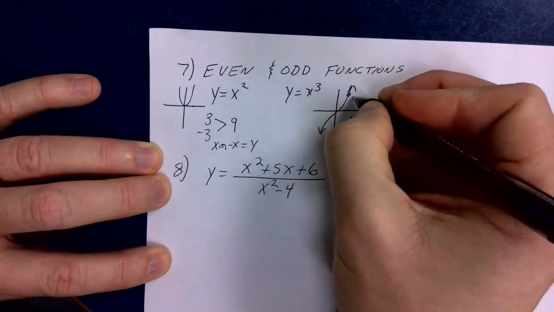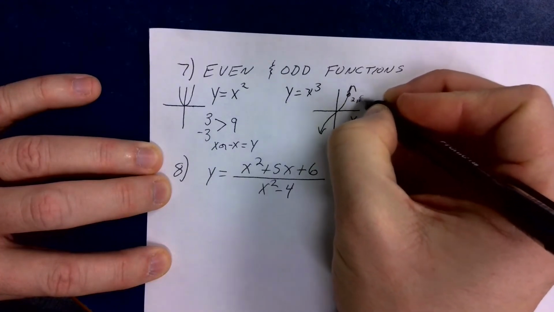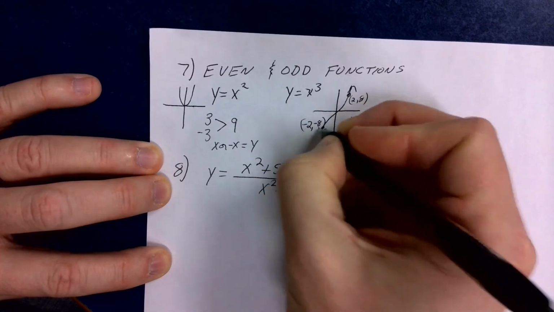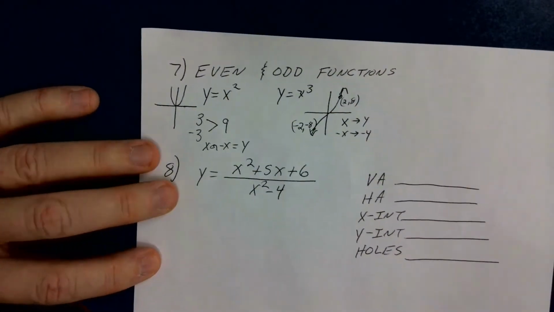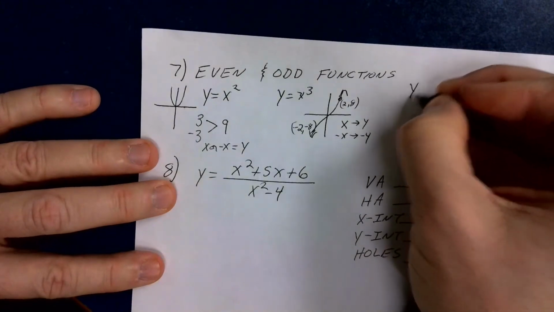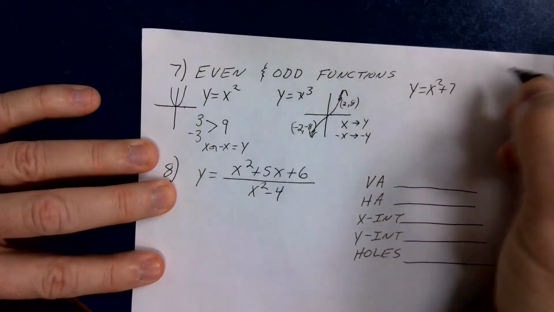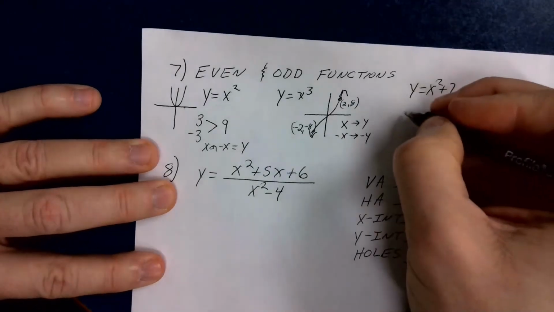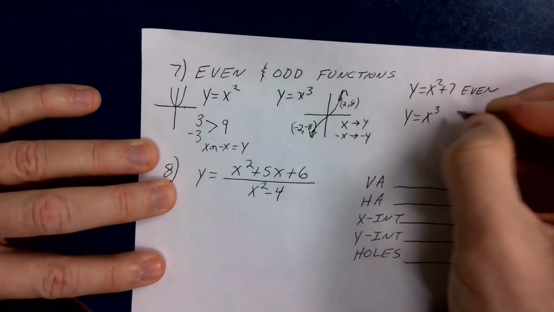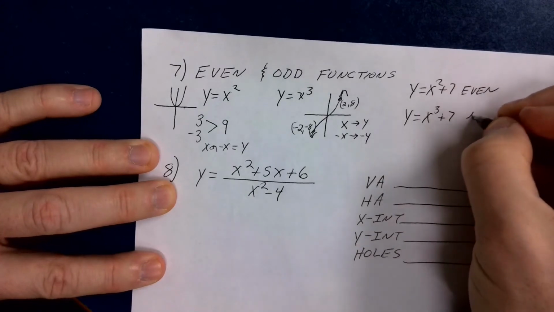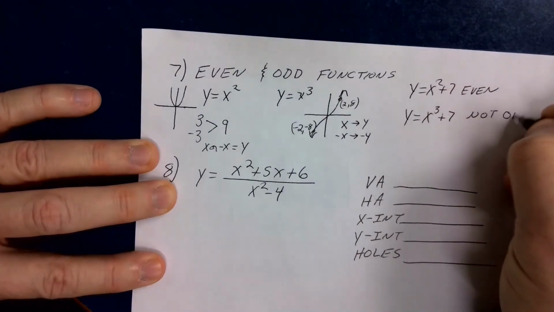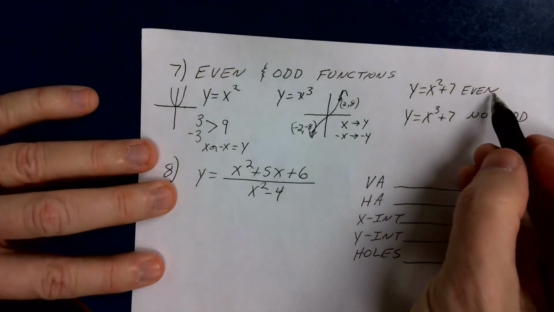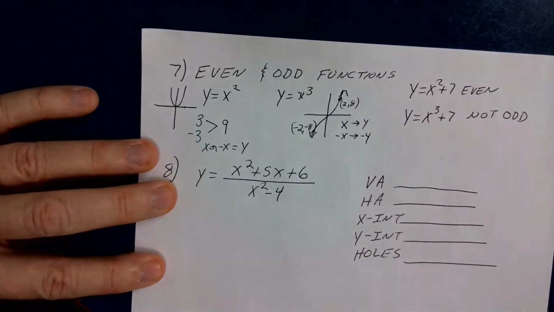So for instance, in this case, (2, 8) is a part of this, and (-2, -8) is a part of this, okay? So this is where it gets weird. y equals x squared plus 7 is still an even function, but y equals x cubed plus 7 is not an odd function. You're like, wait, what? I can add 7 to this and it's still even, but if I add 7 to this, it's not still odd.